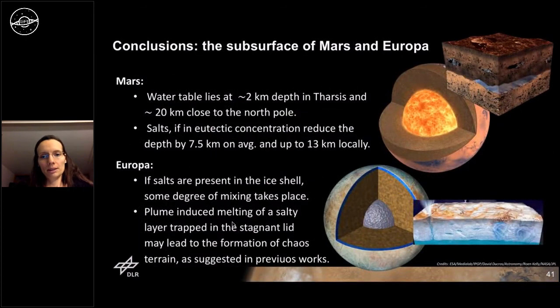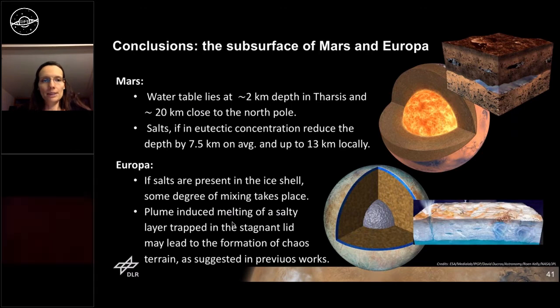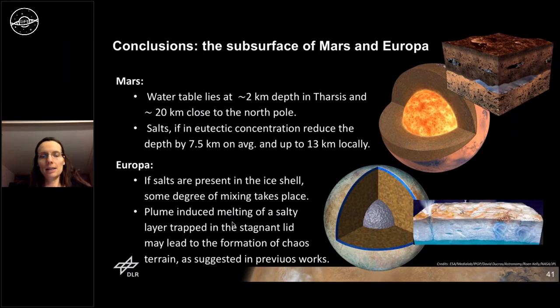So to conclude, in this presentation, I have discussed how to use numerical models and what we can do in terms of numerical models in order to investigate the subsurface environments of Mars and Europa. On Mars, we see that the water table depth lies at about 2 kilometers in Tharsis and about 20 kilometers close to the North Pole.